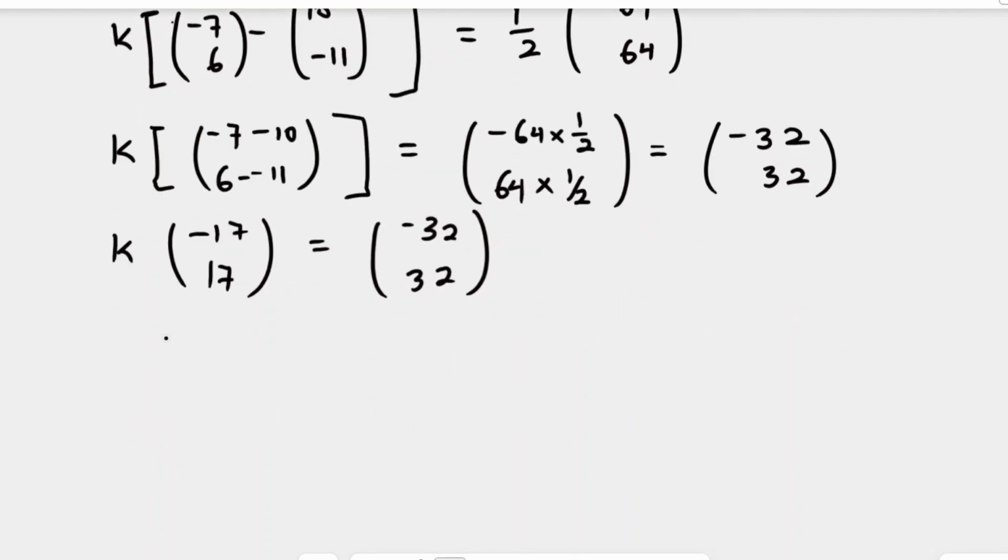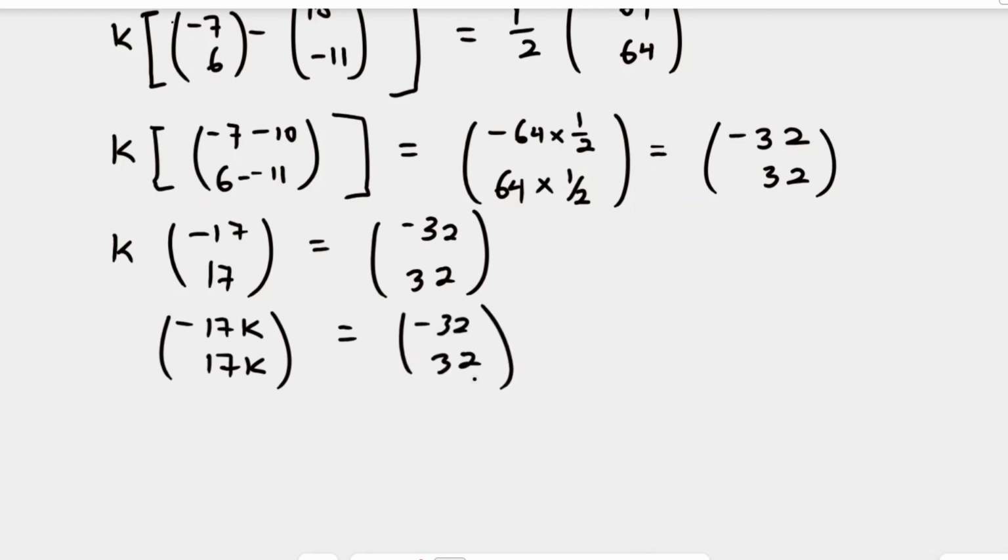Now, k is a scalar, so we can multiply this scalar by this vector. We're going to get k times negative 17, which is negative 17k, and k times 17, which is 17k. And that is equal to negative 32, 32. So that's what we have.